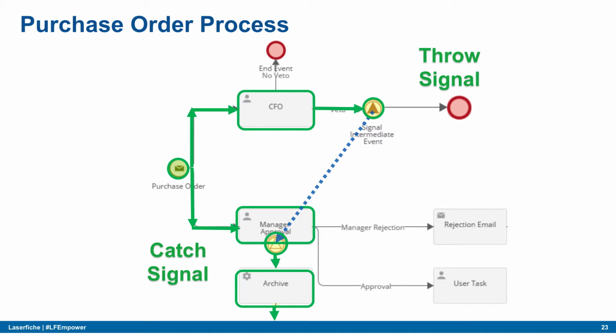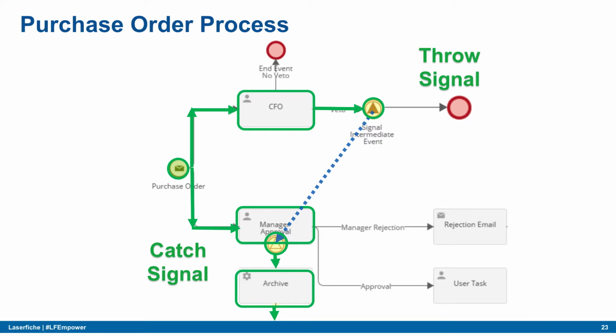And you might notice some new events if you're familiar with forms. There is a yellow intermediate signal event that has a filled-in triangle and one that does not have a filled-in triangle. And this is the signal event. So I'll show you how that works. As that purchase order request comes in, it's going to engage both the manager for approval as well as the CFO because the dollar amount's over $50,000.